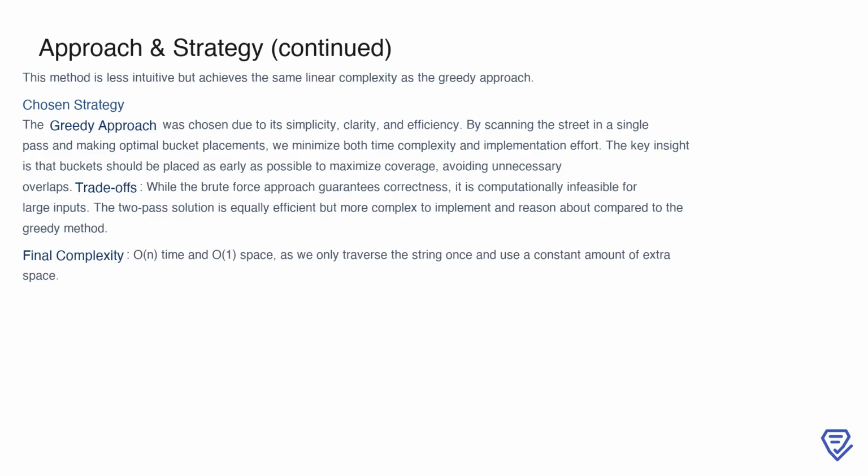For this problem, the greedy strategy was chosen because it is simple, clear, and efficient. By scanning the street in one pass and placing buckets as early as possible, we minimize the total number of buckets while ensuring all houses are covered. The key insight here is that placing buckets early helps maximize their coverage and reduces the likelihood of redundant placements later. While the brute force approach guarantees correctness, it is computationally infeasible for large inputs. The two-pass strategy, though efficient, adds unnecessary complexity in comparison to the greedy method.